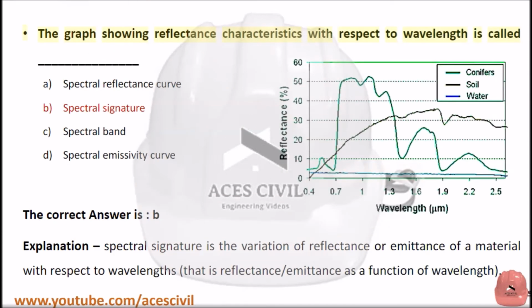The graph showing reflectance characteristics with respect to wavelength is called A. Spectral reflectance curve. B. Spectral signature. C. Spectral band. D. Spectral emissivity curve. The correct answer is B. Explanation. Spectral signature is the variation of reflectance or emittance of a material with respect to wavelengths, that is, reflectance or emittance as a function of wavelength.